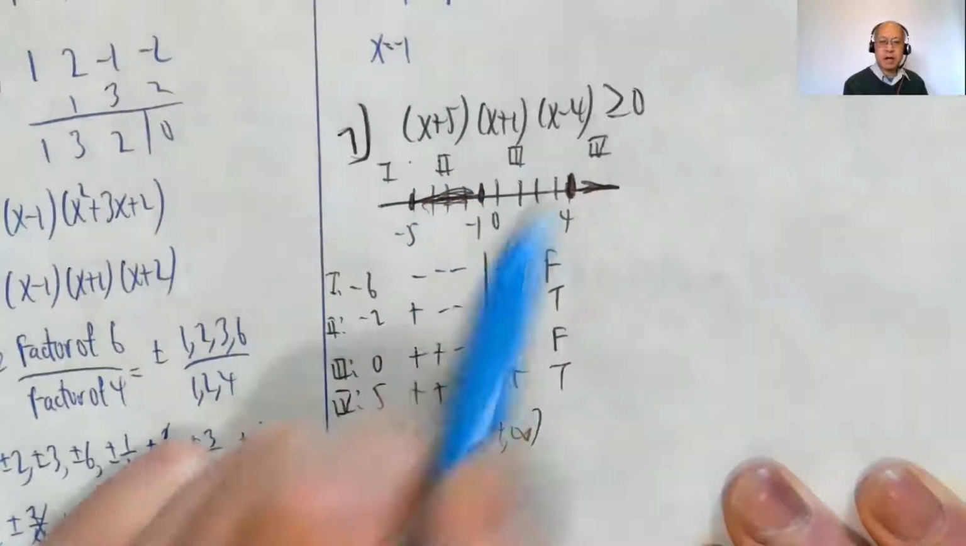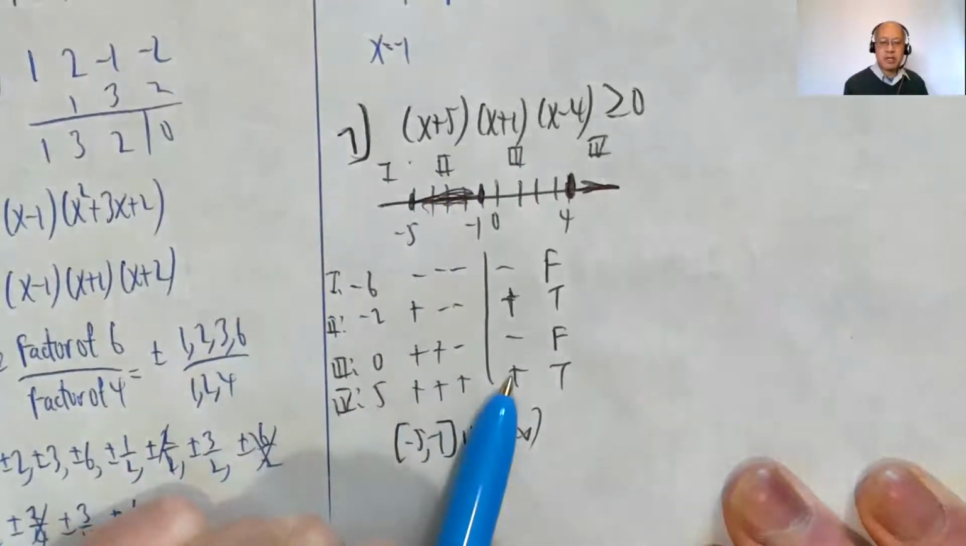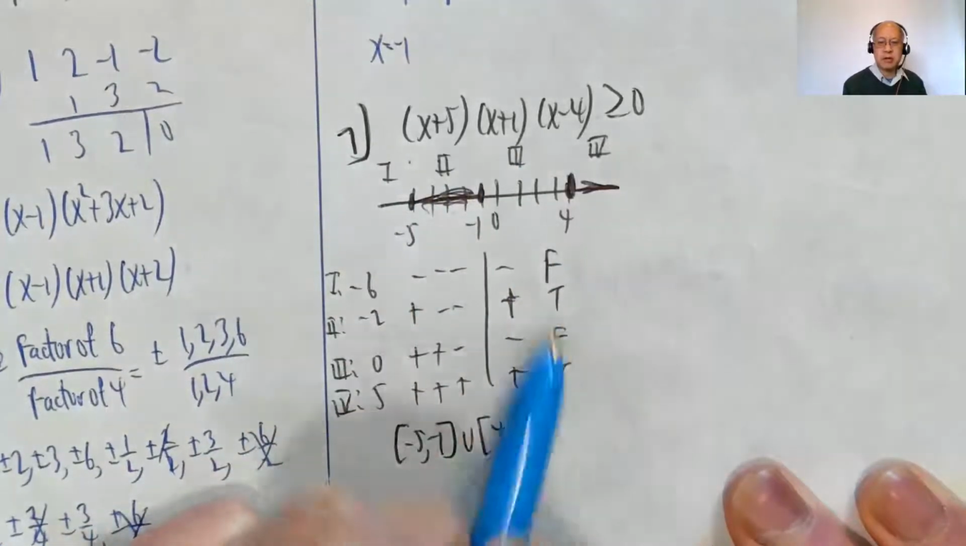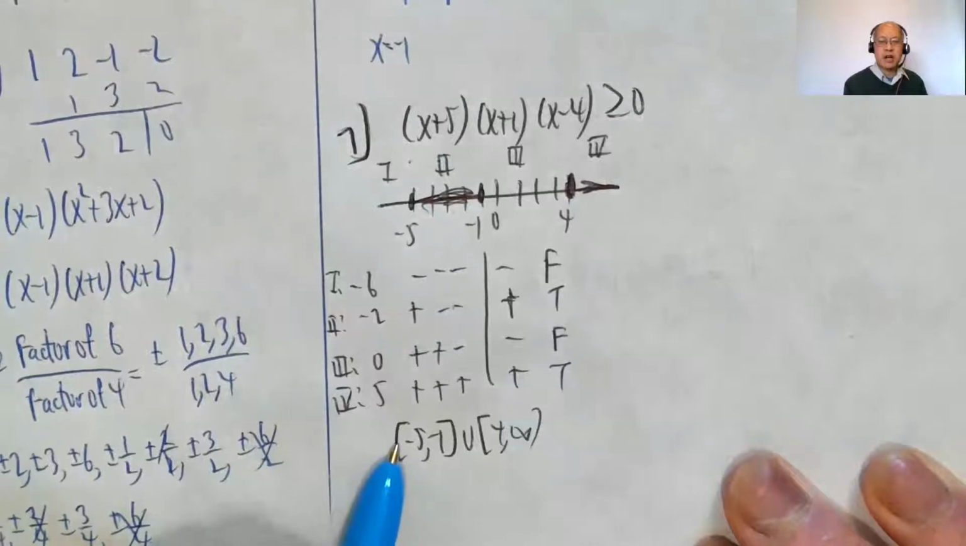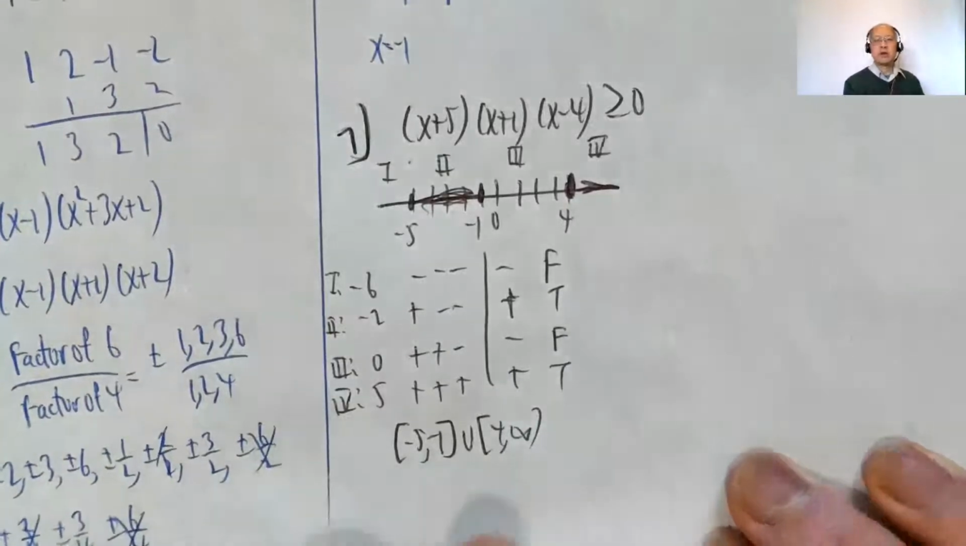And plug in 5, they're all positive. Multiply all positive, you get positive. Positive greater than or equal to 0, true. So bracket -5, -1, union bracket 4, infinity.